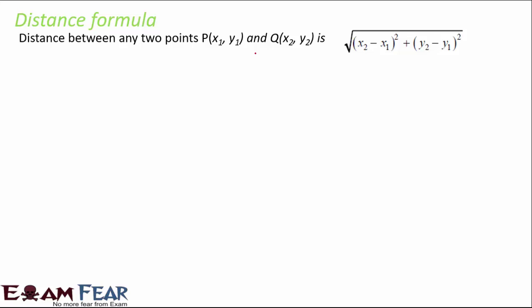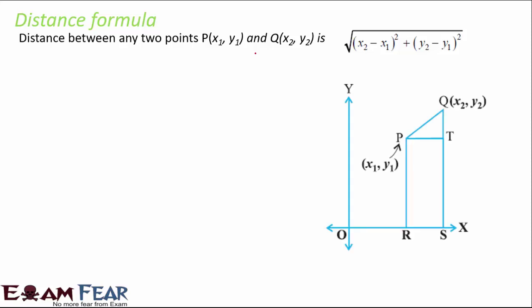So let us now quickly take a look at the distance formula, because this is one of the most important topics of coordinate geometry. The distance formula tells us the distance between any 2 points P and Q in terms of coordinates. Let us suppose the coordinates of P are x1, y1 and Q are x2, y2. So what would be the distance between these 2 points? That is given by root over x2 minus x1 whole square plus y2 minus y1 whole square. And that's the distance formula.